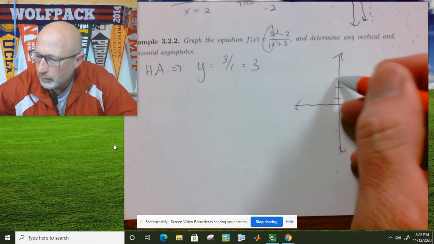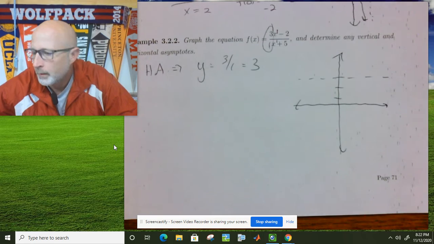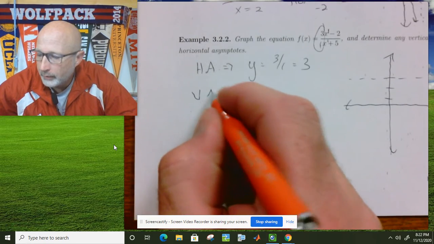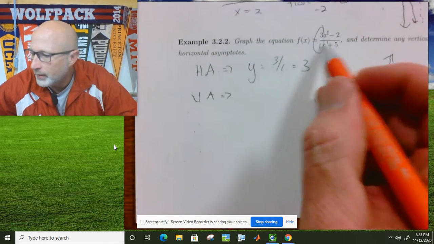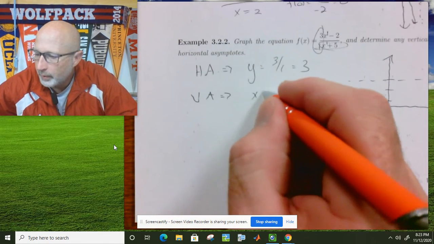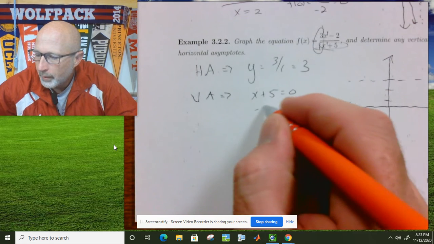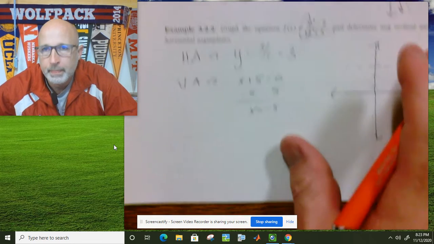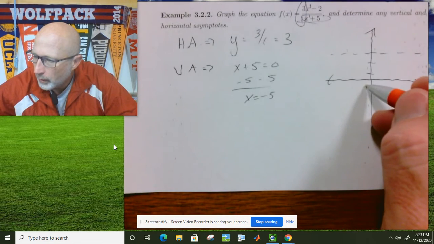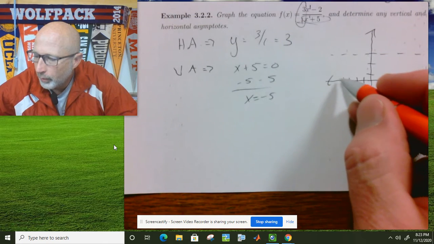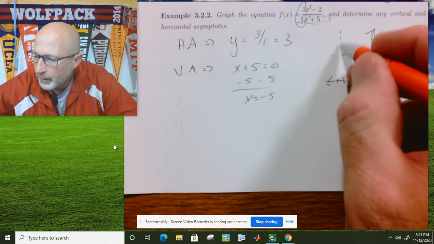So 1, 2, 3. Okay, then I have to do the vertical asymptote. And the vertical asymptote is determined by taking the denominator and setting it equal to 0 and solving. So you go x plus 5 is equal to 0, minus 5 minus 5, x is equal to negative 5. So I come down here, I go back 1, 2, 3, 4, 5. So it's going to be like this.